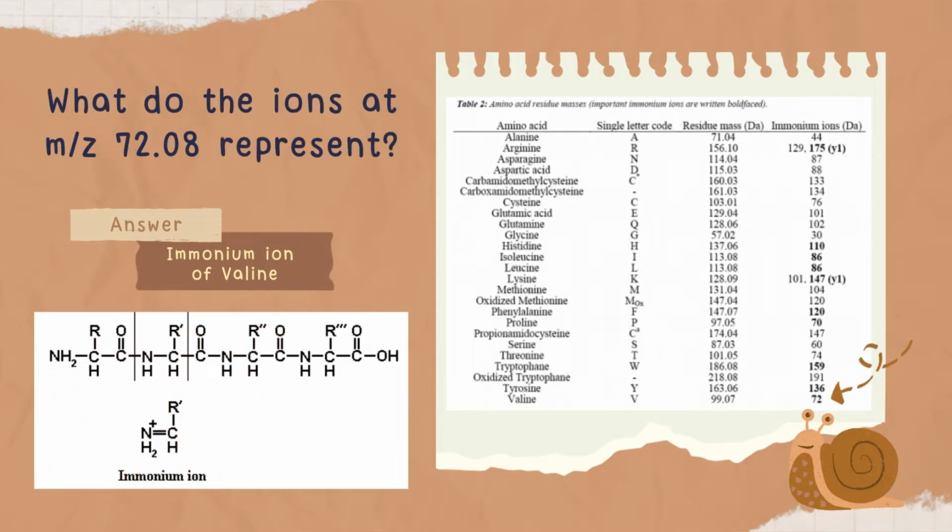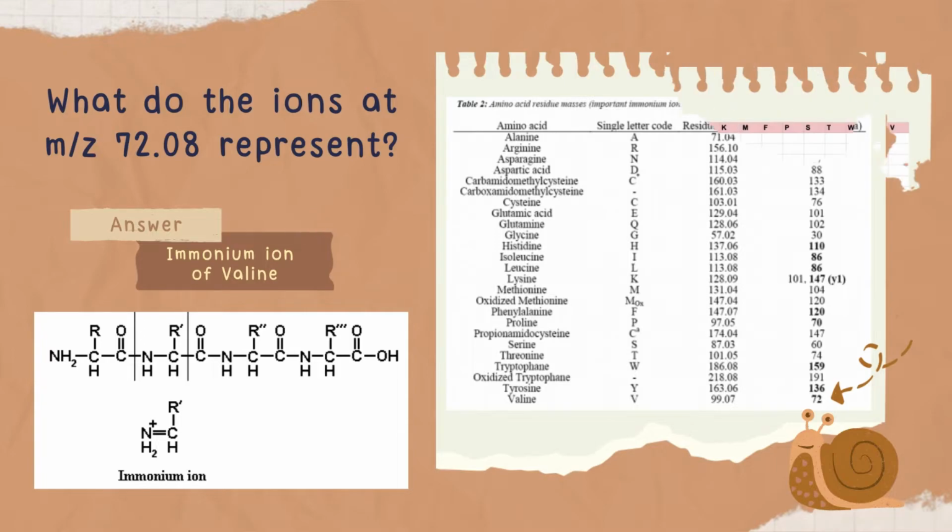So a helpful way to verify the presence of some of the amino acids will be to observe the ammonium ions at the low end of the spectrum. That leads us to the next question: what do the ions at mass to charge ratio 72.08 represent? So the answer to that question is that it is the ammonium ion of the valine, which verifies that there really is a valine amino acid in the peptide.